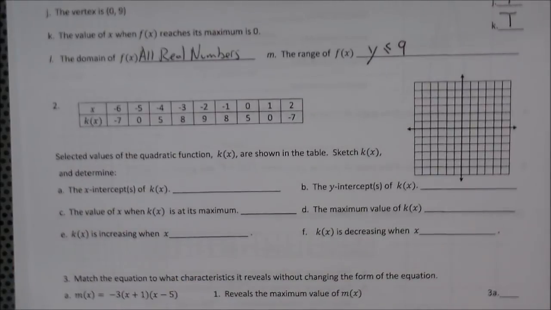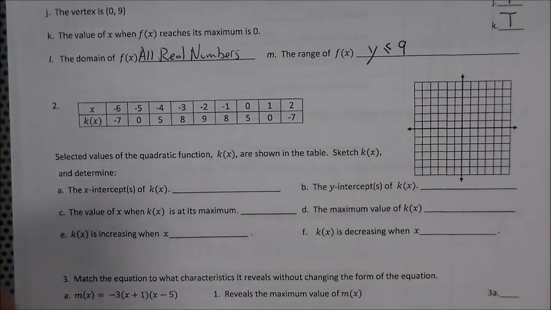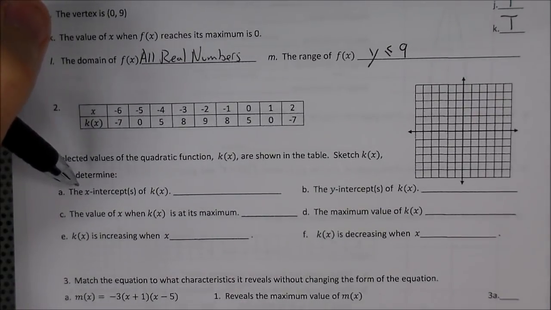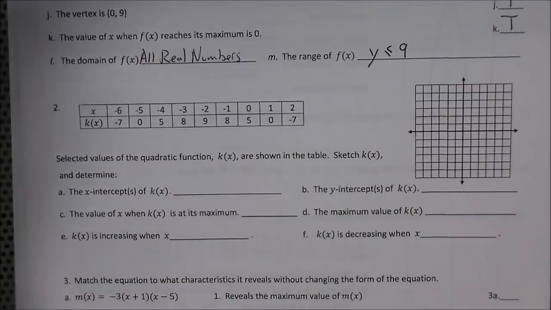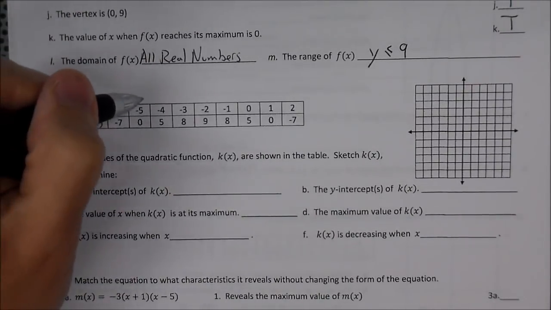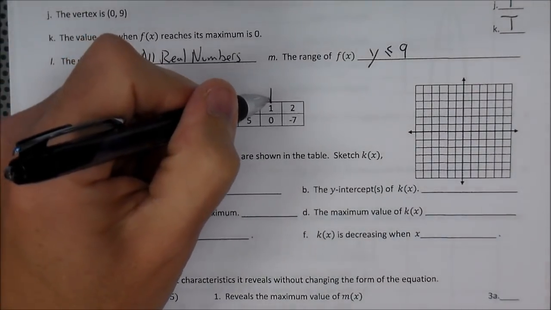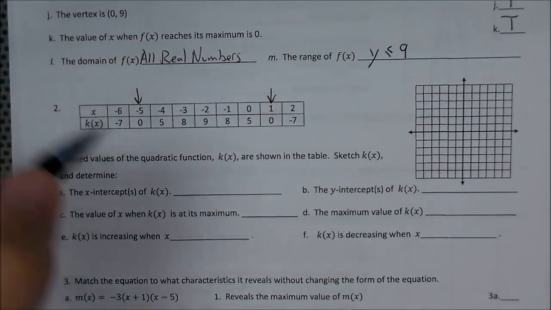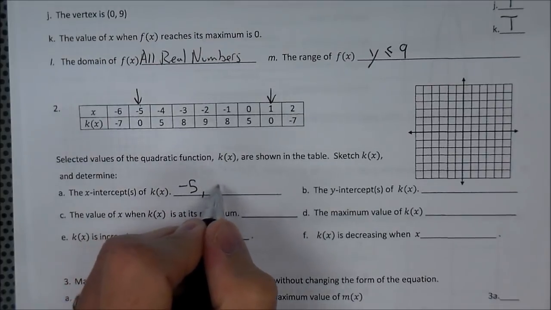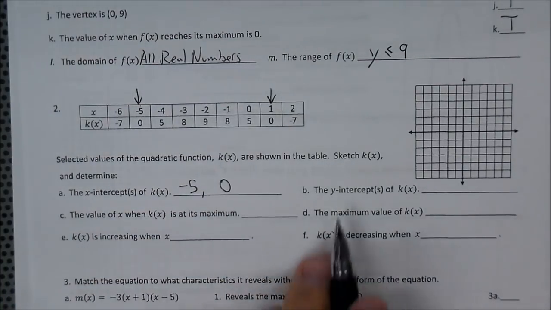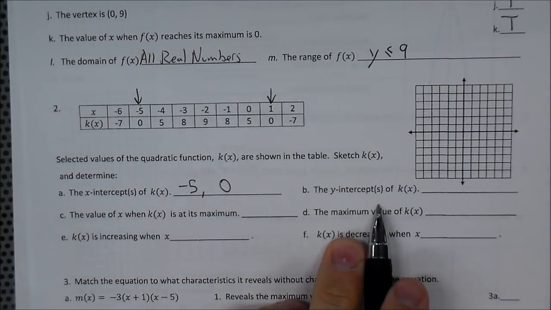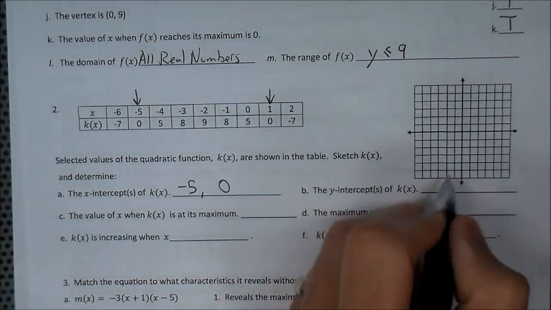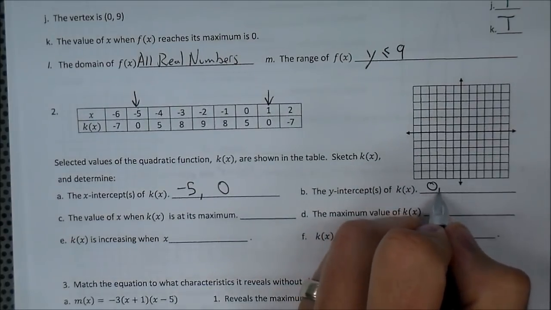For number 2, we're comparing our graph here of k of x. If we look at the x-intercepts of k of x, that is when we have y values of 0. So right here and here, at negative 5 and 1, the function comes out to be 0. The y-intercept is whenever x is 0. So at this coordinate 0, 5, you have the y-intercept. Let's write that 0, 5.